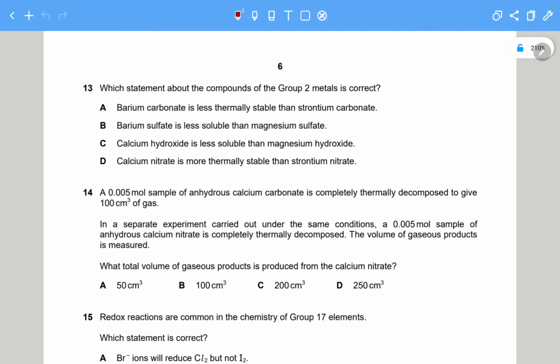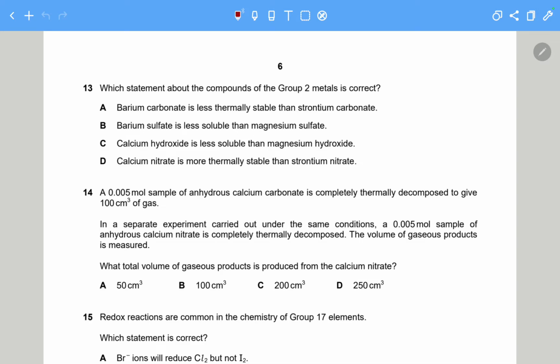Question 13, which statement about the compounds of the group 2 metals is correct? Barium carbonate is less thermally stable than strontium carbonate. Now this is wrong because ion polarization is more in strontium, and therefore the thermal stability of strontium carbonate will be lower because strontium has a larger ion. As we go down the group, the size of the ion increases, hence the ion polarization increases, and hence the thermal stability decreases.